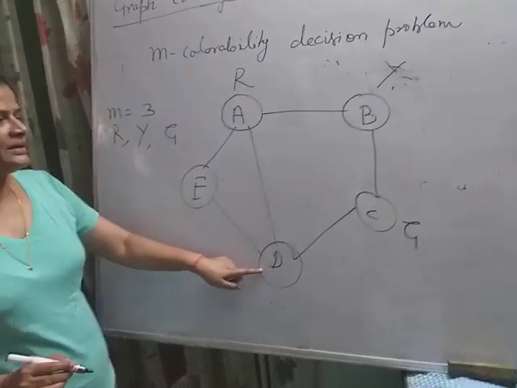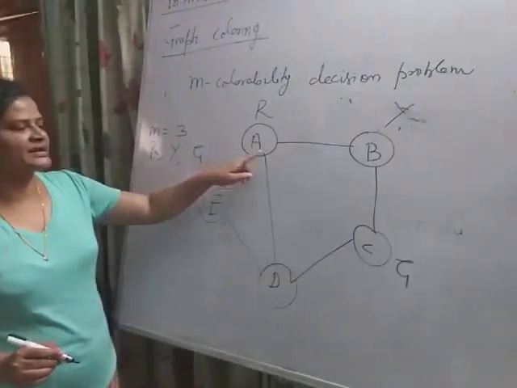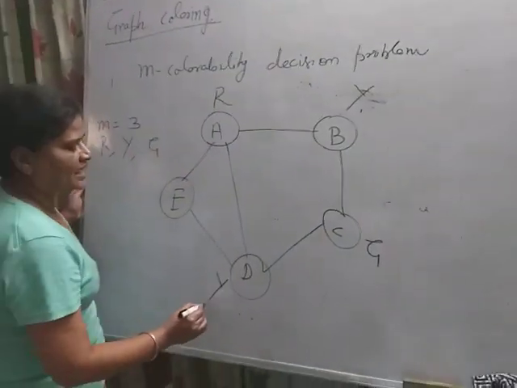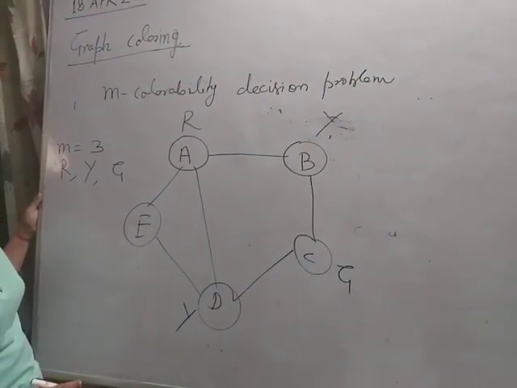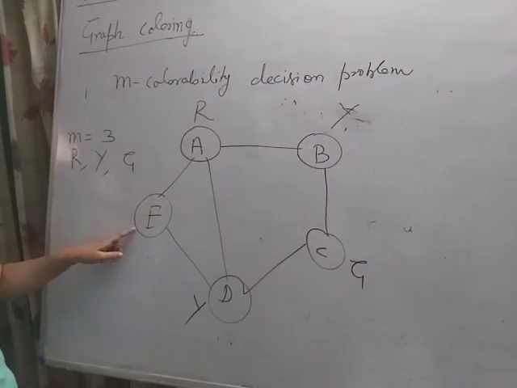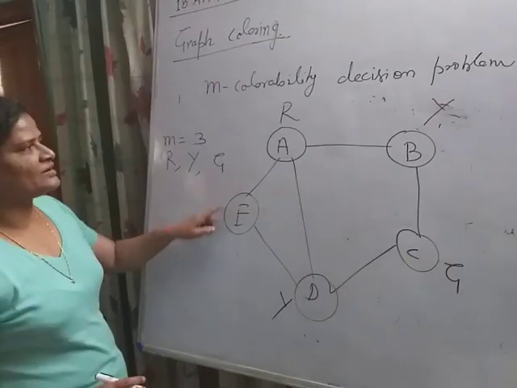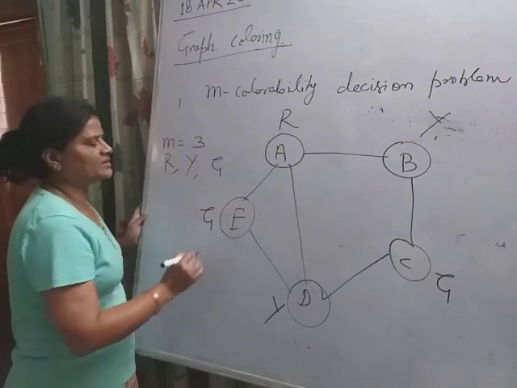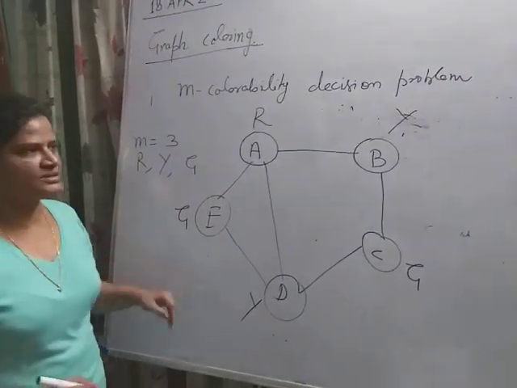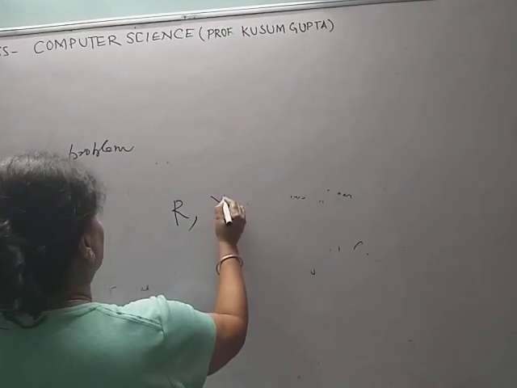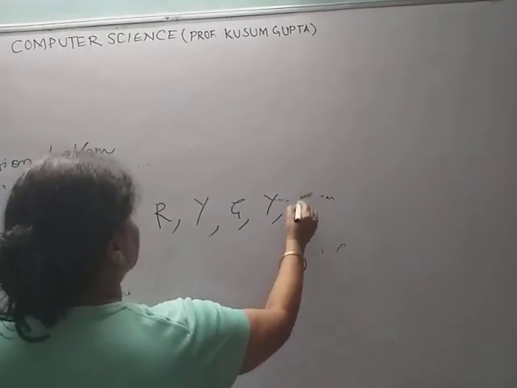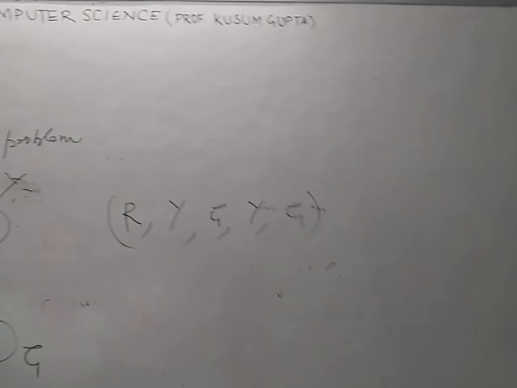Now D cannot be colored with red and green, but it can be colored with yellow as D is not adjacent to B. The next vertex is E. E cannot be colored with red and yellow, so it can be colored with green. So the solution for this problem is red, yellow, green, yellow and green. This is one solution.